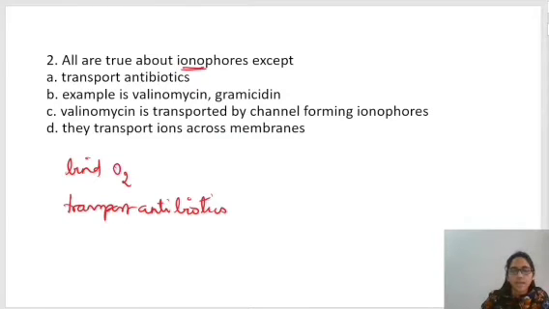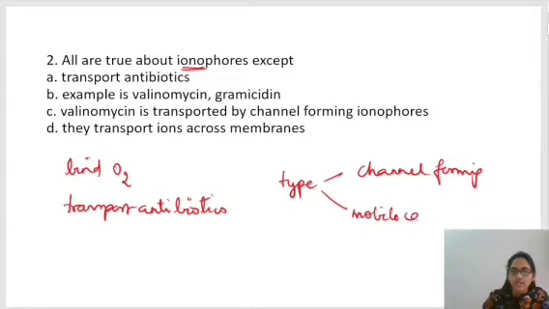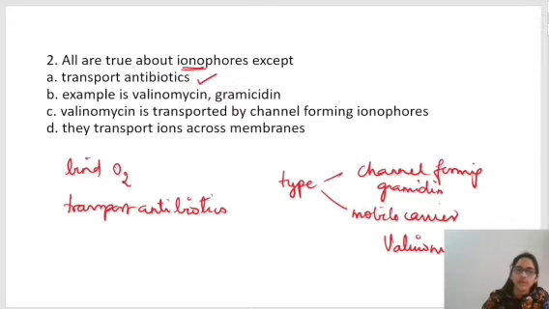We have examples, but before that, the types of ionophores. We've got channel forming ionophores and mobile carriers. So example for channel forming ionophores is gramicidin. And example for mobile carrier ionophore is valinomycin. So now let's look into the options. Whether it transports antibiotics, yes, it transports antibiotics. Example is valinomycin and gramicidin. And is valinomycin transported by channel forming ionophores?